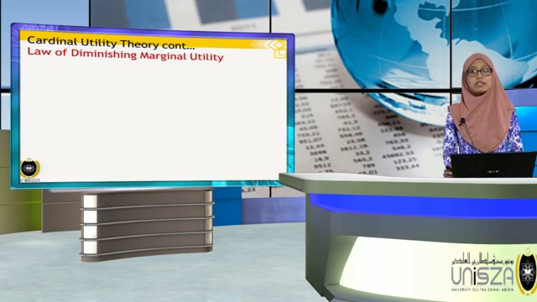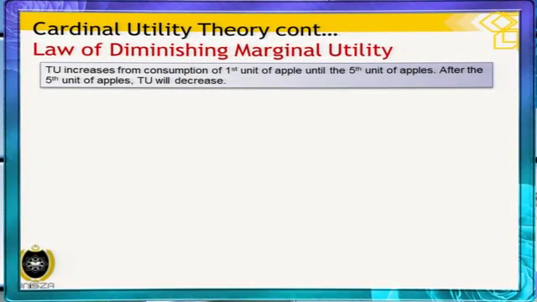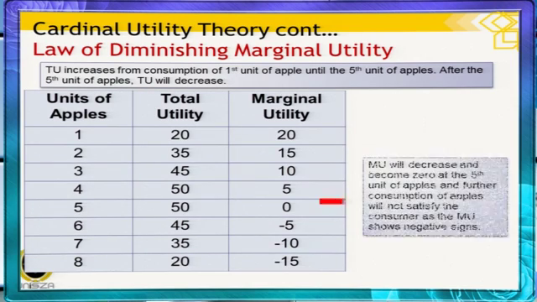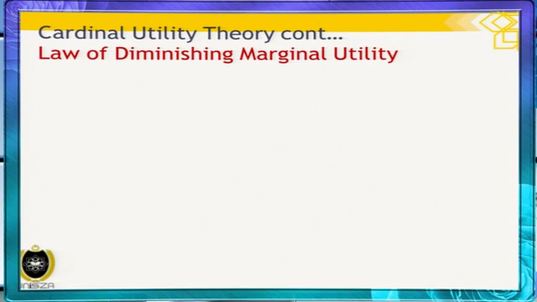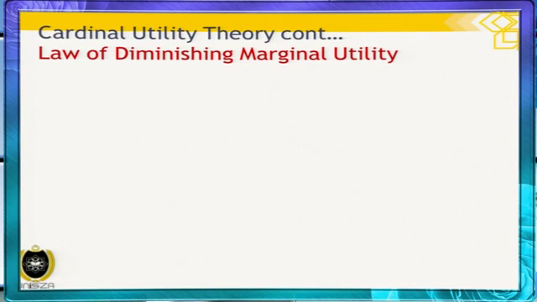Let's take a look at this example. Total utility increases from consumption of the first unit of an apple until the fifth unit of an apple. After the fifth unit of apple, the total utility of that person will decrease. However, as for marginal utility, when a person consumes an additional unit of apple, the marginal utility drops from 20 to 0. Let's move to the law of diminishing marginal utility.